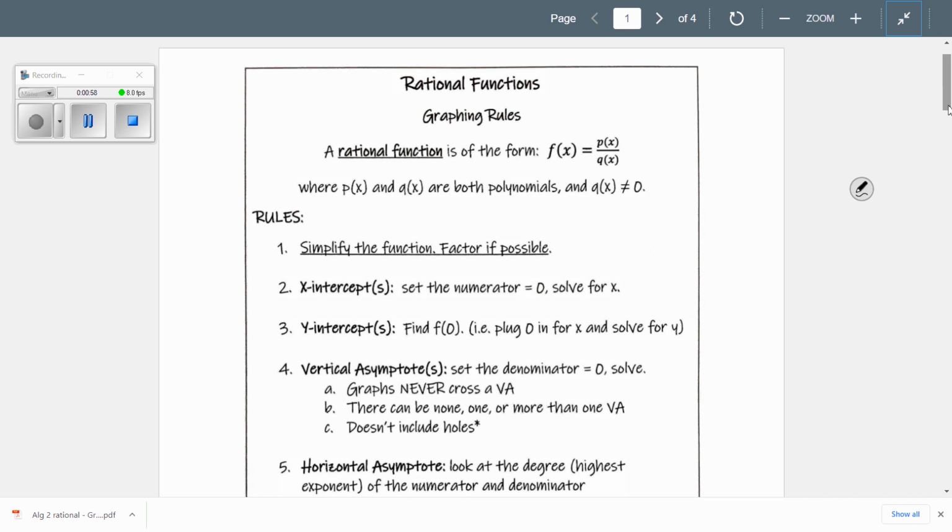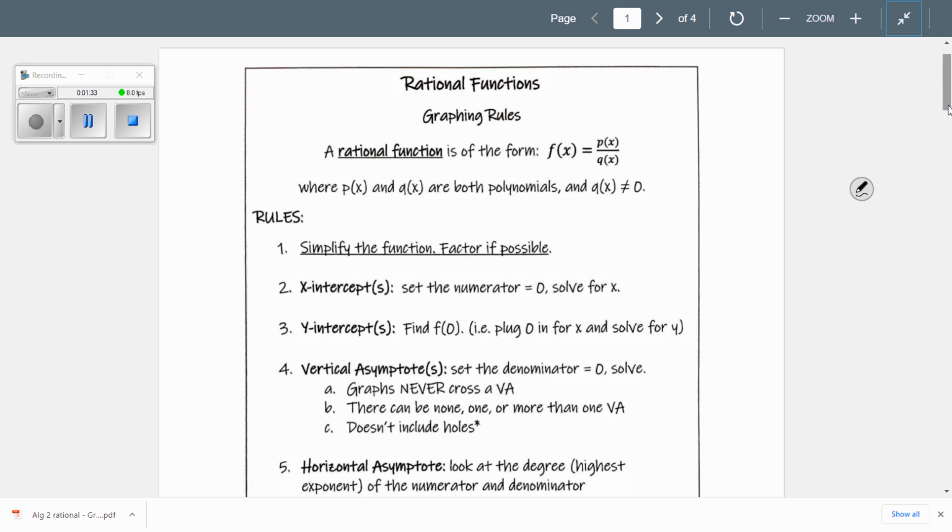These are the rules. Step number 1 is simplify the function, factor if possible. We've been factoring now for like 3 months. We should know it by now. Then it says to get the x-intercepts, you set the numerator, which means the top one, equal to 0. Then we solve for x. I'm going to go through the rules. Then we're going to have our examples. Okay, so you're going to have to scroll back or refer back to this. Step number 3, y-intercepts. It says find f of x when it's 0. So basically plug 0 in for x wherever you see it and solve for y. We know how to do that.